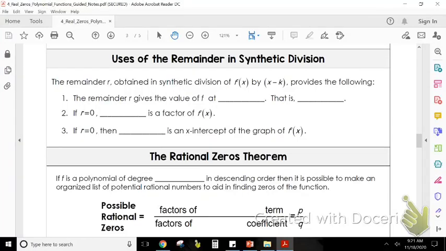Okay, continuing on with 2.4. So I probably should have done this first little piece with the last video, but I didn't. I'd hit stop too soon. So we're going to continue from here. It says uses of the remainder in synthetic division.